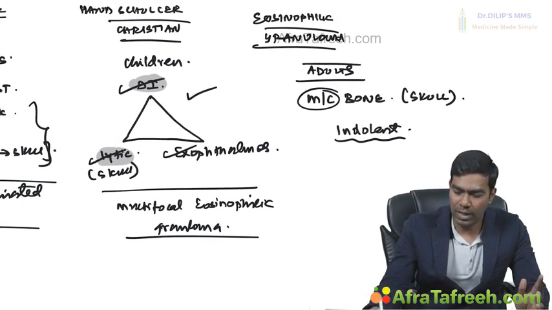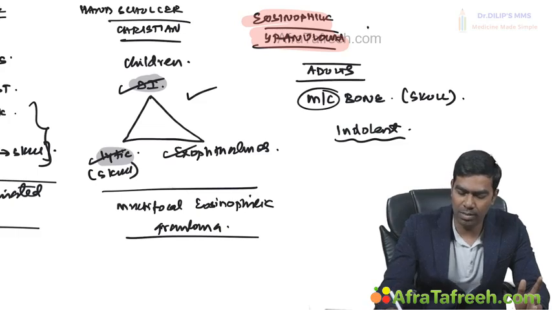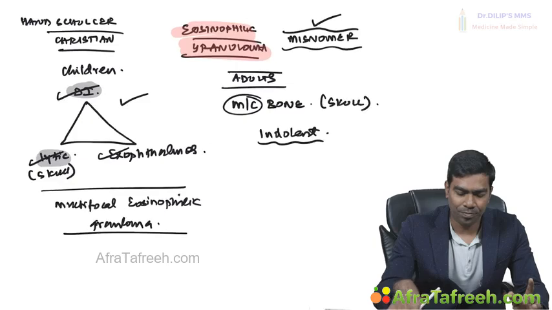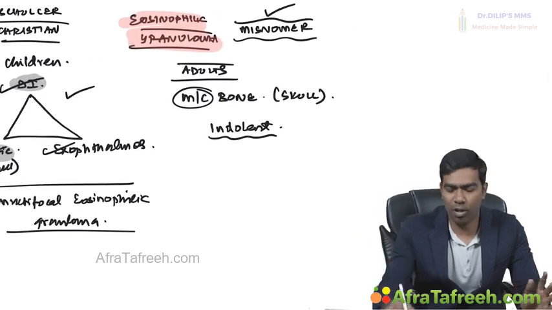Remember, one more thing I didn't tell you. When will you call an eosinophilic granuloma? Actually, this eosinophilic granuloma is a misnomer, number one. Because it is not due to eosinophils, it is due to histiocytes. I mean, histiocyte itself is a misnomer because they are actually due to dendritic cells, not actually histiocytes. It's a dendritic cell disorder. So it's a misnomer in the first place. This eosinophilic granuloma is a misnomer. And when will you call eosinophilic granuloma?